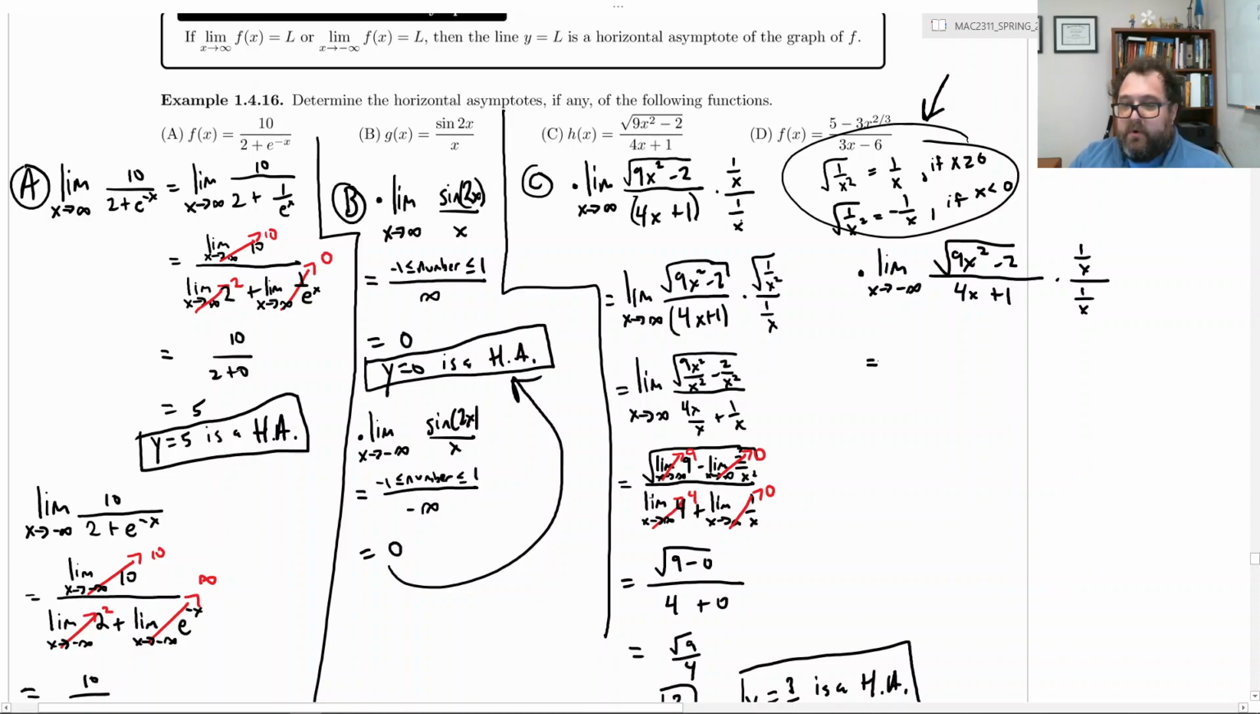Okay? So we're going to get the limit as x goes to negative infinity. We're just going to rewrite the original limit, 9x squared minus 2 over 4x plus 1.